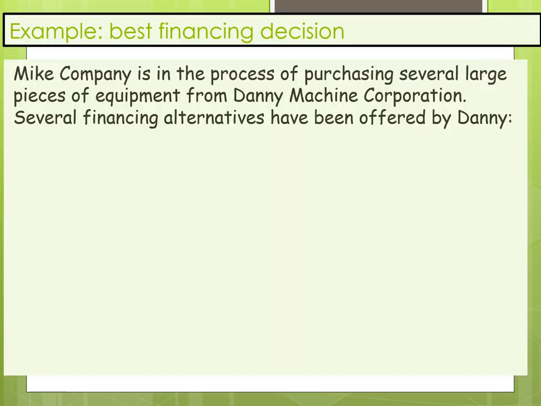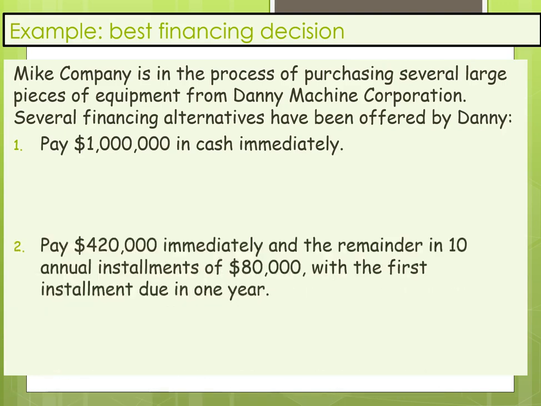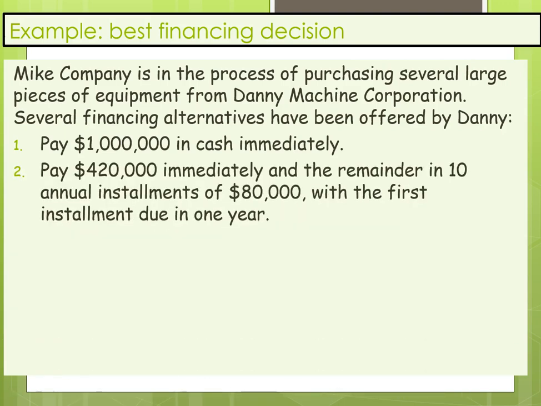A good example is trying to figure out the best financing decision. My company is in the process of purchasing several large pieces of equipment, and several financing alternatives have been offered. One is you can pay $1 million when you receive the equipment. Two, you can pay $420,000 immediately and the remainder in 10 installments of $80,000 with the first installment due at the end of the year.